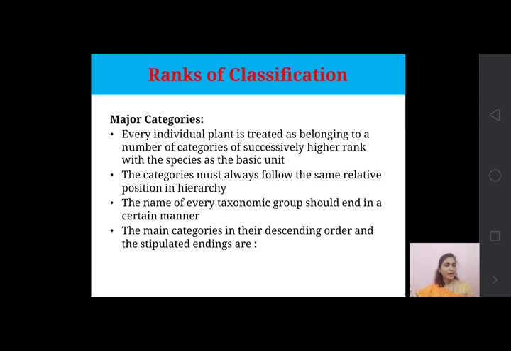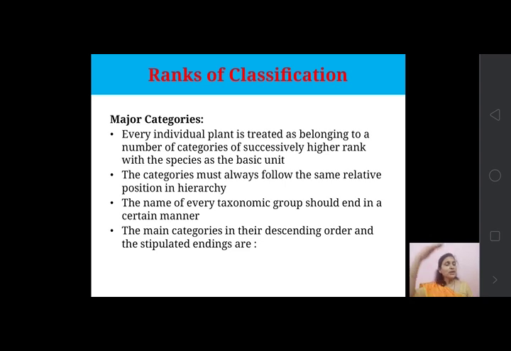When we classify this Hibiscus rosa-sinensis, we have to keep in mind that it is included in various ranks. That means the species is rosa-sinensis, the genus is Hibiscus, the family is Malvaceae, then order Rosales. Every individual plant is treated as belonging to a number of categories of successively higher rank with the species as the basic unit.